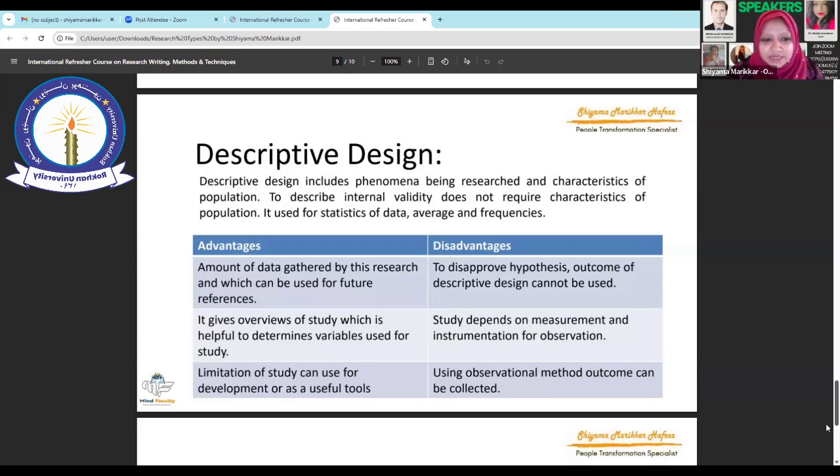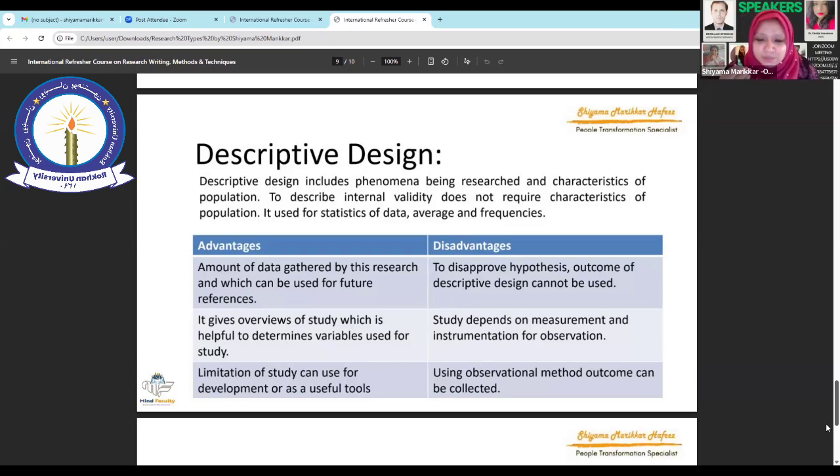So what are the advantages of this descriptive design? The amount of data gathered by the research can be used for future reference. It gives an overview of the study, which is helpful to determine the variables used for the study. So when you do this, you will come to know the overview of how these variables work, and it will be helpful for further studies. Also, a limitation of the study can cause development or serve as a useful tool. And there are limitations as well.